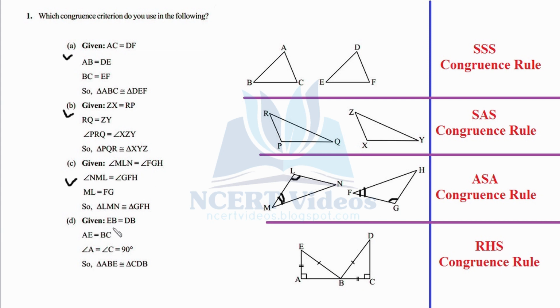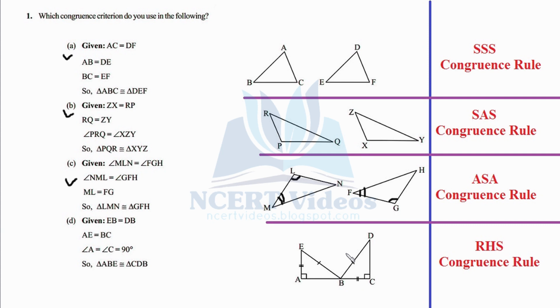D, we are given side EB equals DB. This is represented by this one dash. Then we are given AE equals BC. Again this side equals BC, therefore marked with two parallel lines. This means that AE equals BC, and we are given one right angle. This represents a right angle, this square box. It is very easy. We get the RHS congruence rule.